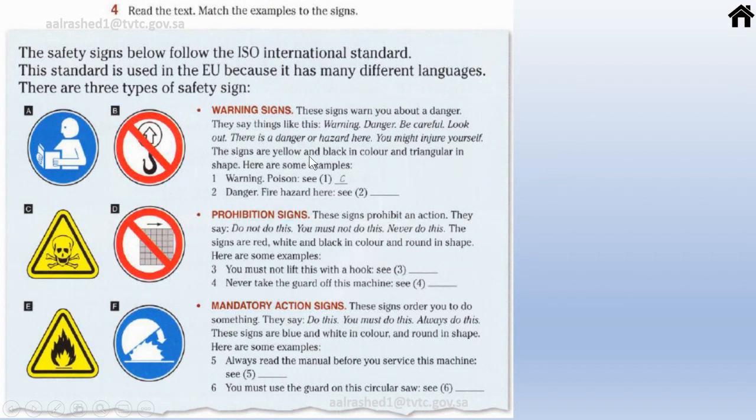The signs are yellow and black in color and triangular in shape. So its colors are yellow and black, and its shape is triangular. So we are talking about C and E. Here are some examples. The first one, number 1, warning, poison. Look at C. What does this symbol indicate? It says here, poison.